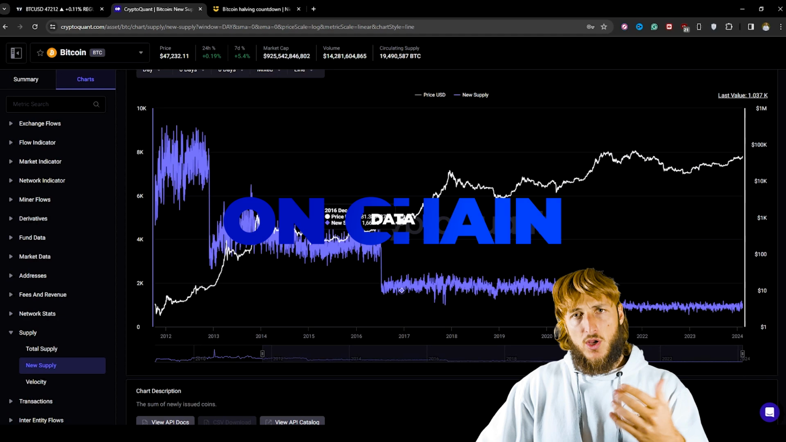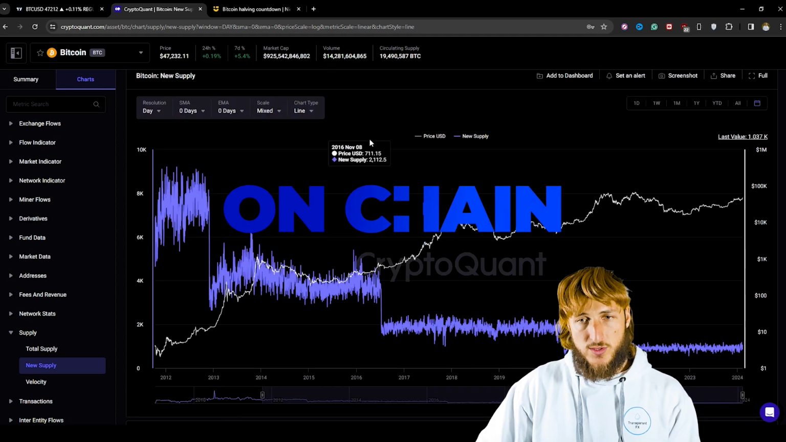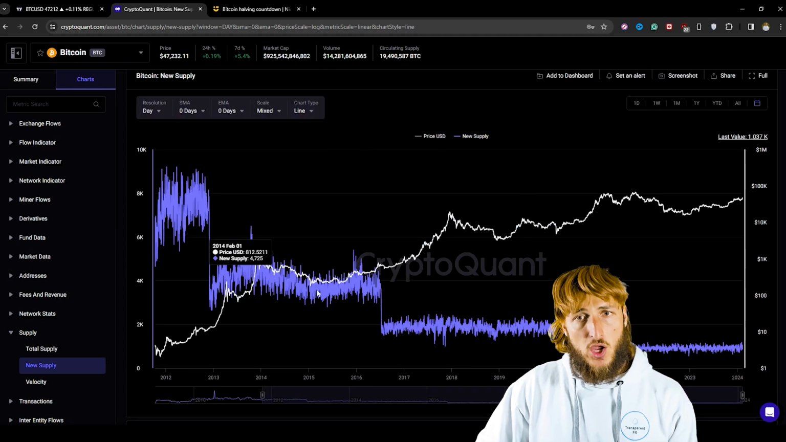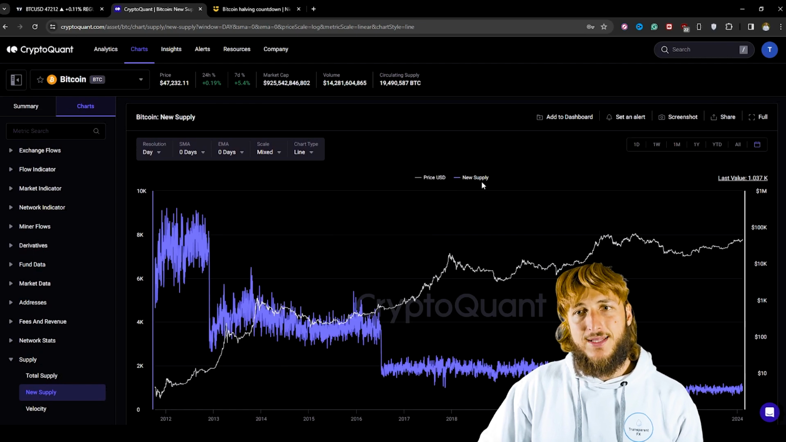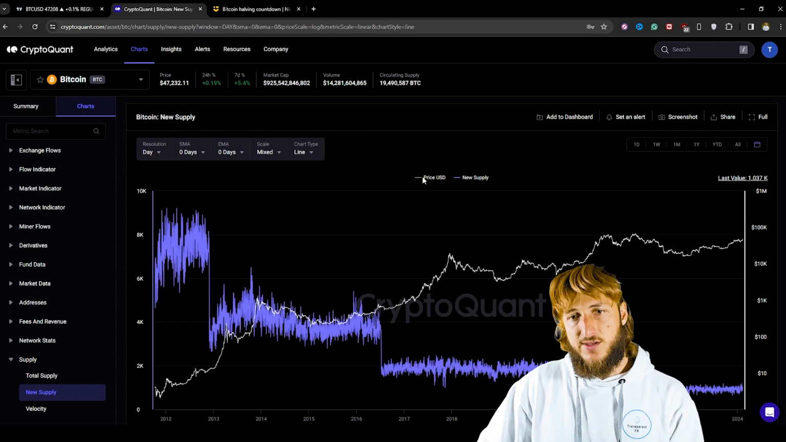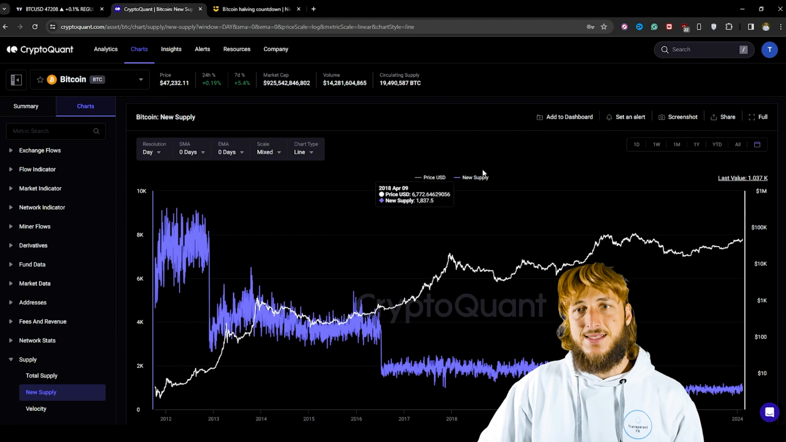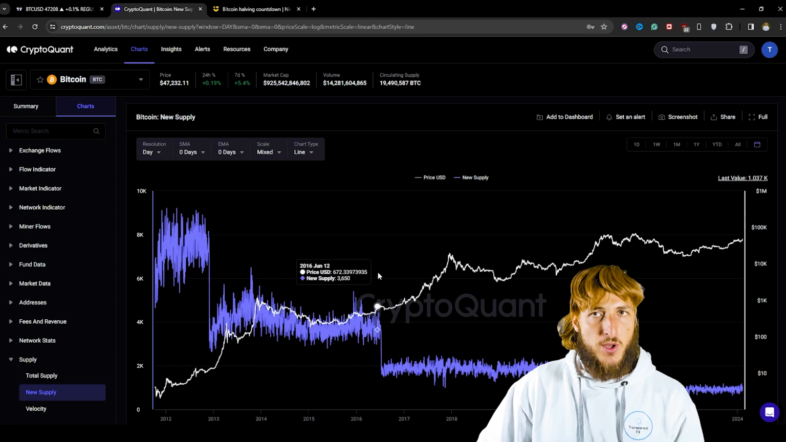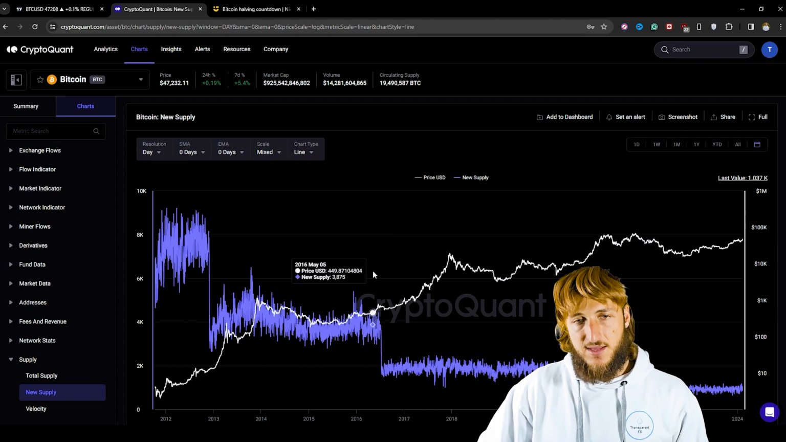And if we go here onto one of my favorite tools for analyzing on-chain data, what we can see here is the new supply emitted into circulation, and this line here is the price, okay? So this white line is the price, this purple line is the new supply. So what I was speaking about earlier, the new supply that gets emitted into circulation.